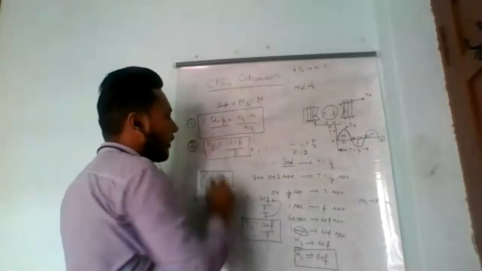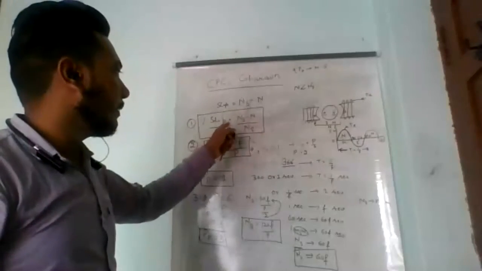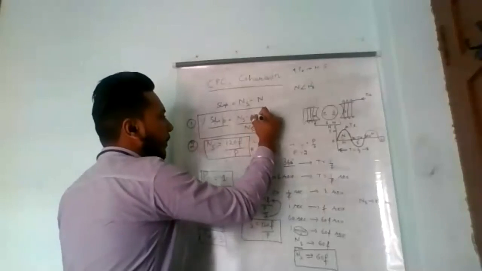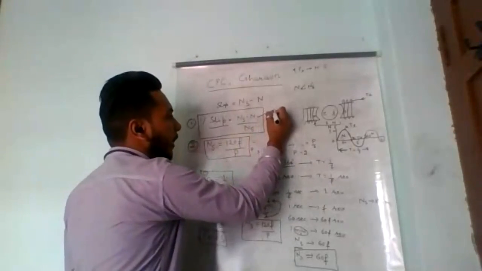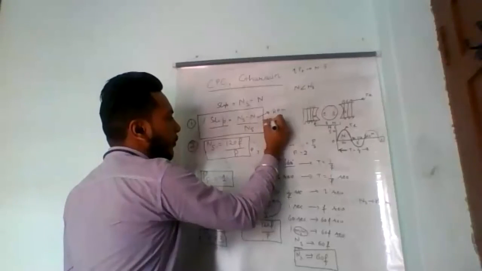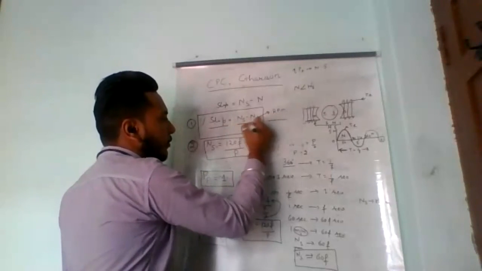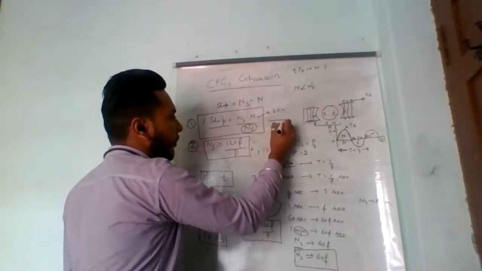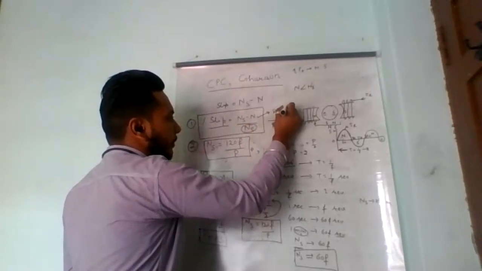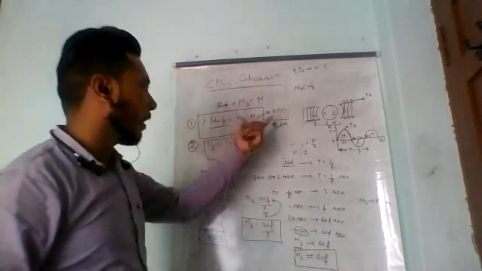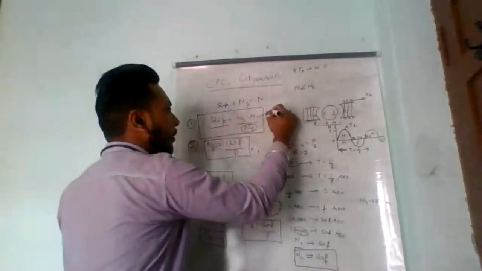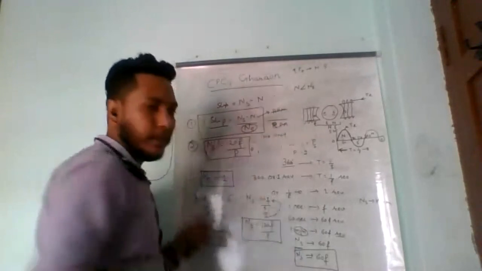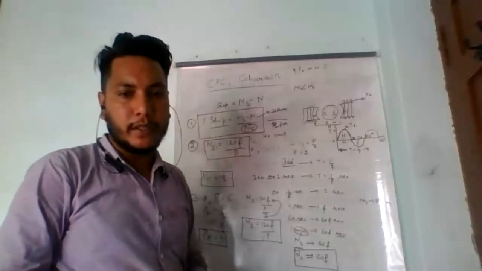Slip has no units. Why does slip have no units? Because in the numerator part there is a speed which has the unit rpm, and in the denominator part there is also a speed which has the unit rpm. So there is rpm in the numerator and rpm in the denominator. So there is no unit of slip. Slip has no units. Thank you.